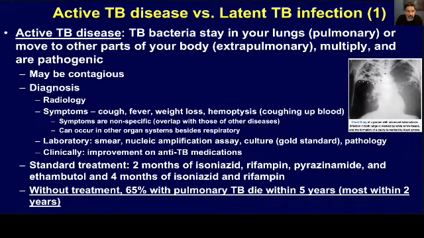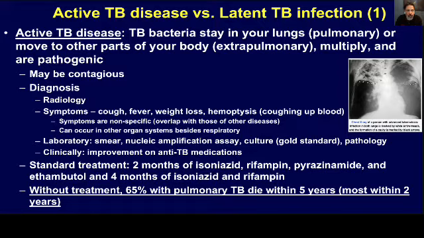So, active TB disease versus latent TB infection. In active TB disease, the bacteria stay in your lungs, or they can even move to other parts of your body. When that happens, it's called extrapulmonary TB, and they can multiply and become pathogenic. And especially with pulmonary TB, it can be contagious.